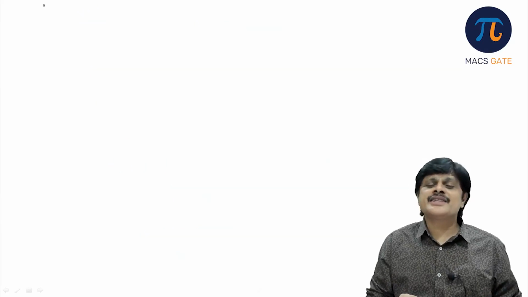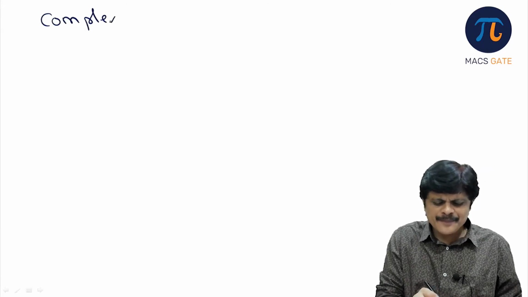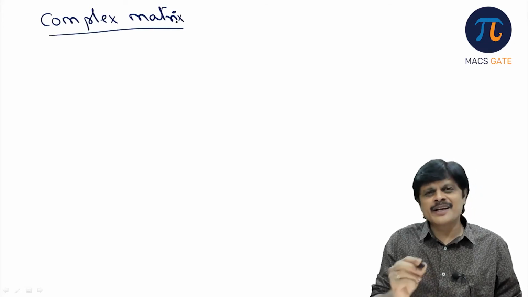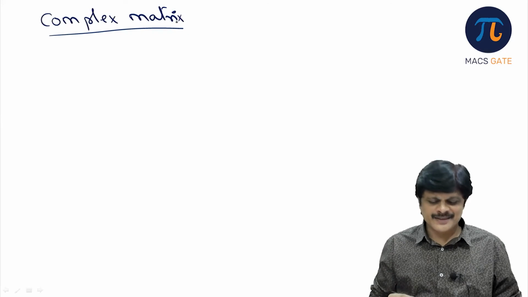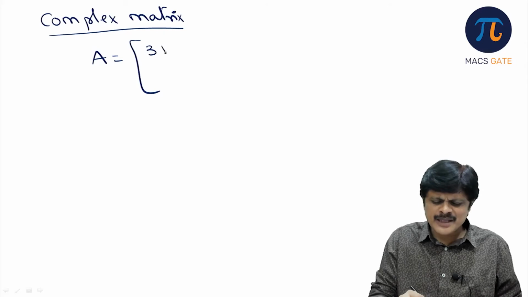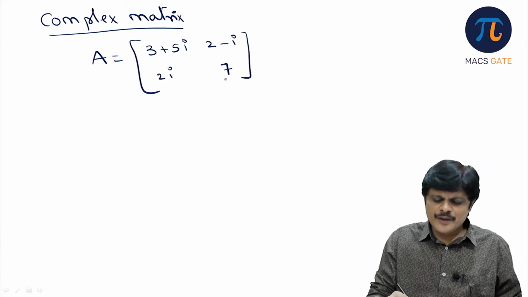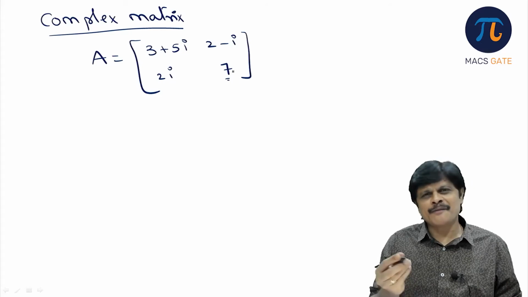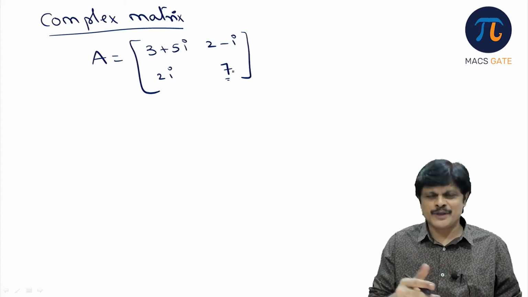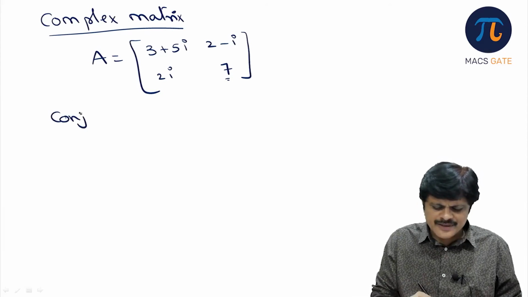Now let us generalize the same idea for complex matrices. First of all, understand what a complex matrix is. Then we try to give the generalized definitions for symmetric, skew symmetric and orthogonal matrices. What is a complex matrix? Simply, a complex matrix is one whose elements are complex numbers. Now you may wonder why 7? See, every real number is a complex number because you can write 7 plus i0. Okay, like that. Now what is the conjugate of this?